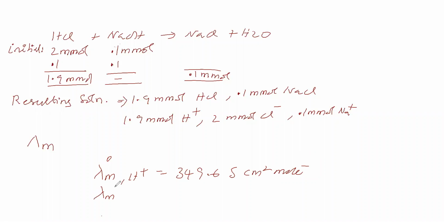Lambda m naught of Na plus is 50.1 Siemens centimeter square per mole. You see the lambda m naught of Na plus and H plus. Of course, it is at zero concentration. But whatever the value at zero concentration, it is variable at a given concentration also, no?